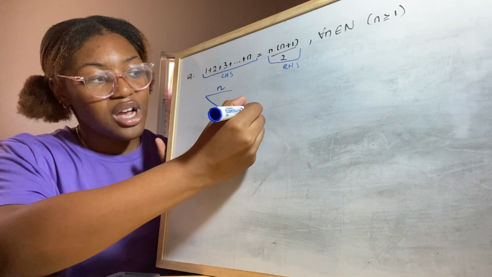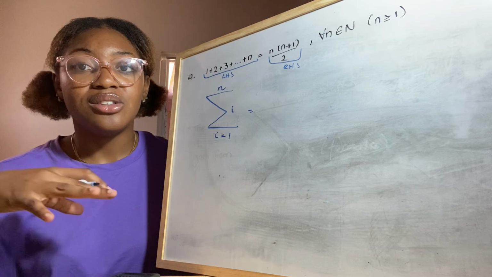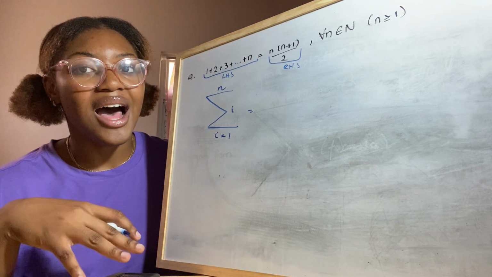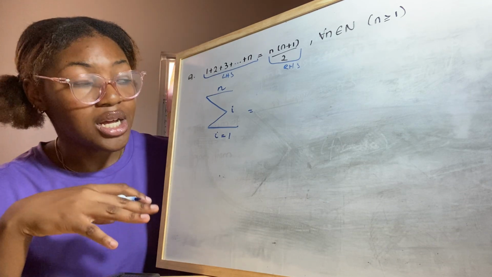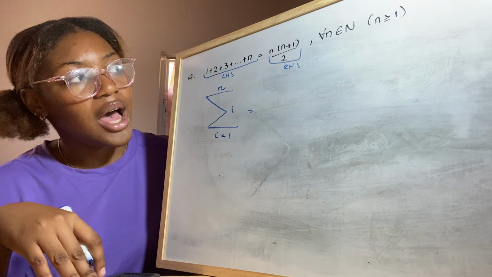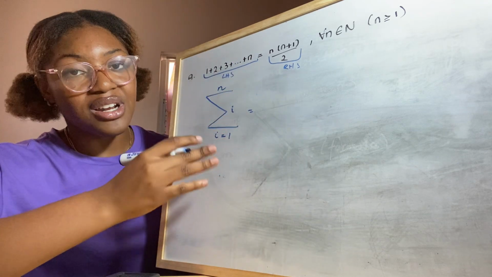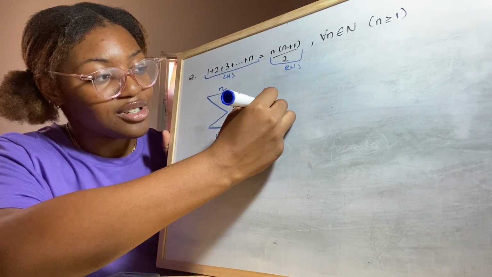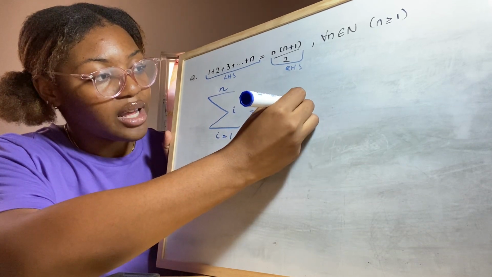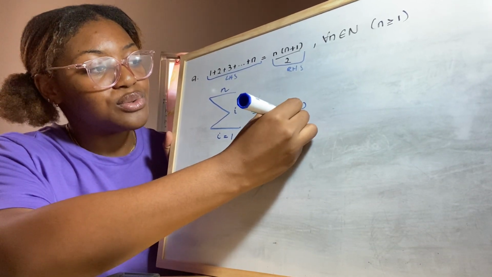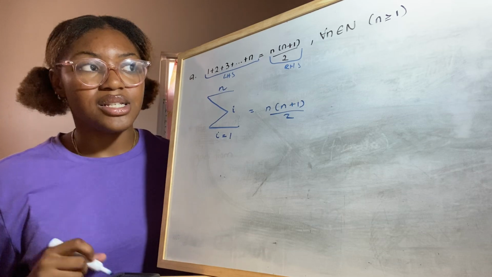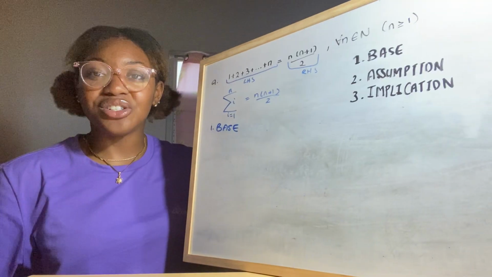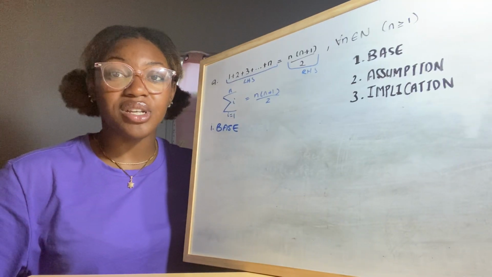So this expression would be the same thing as saying the sum of i as i goes from 1 to n. And we have our left-hand side, so let's just rewrite our right-hand side. We'll have n in brackets, n plus 1, over 2. And that's it in sigma notation. So now let's move on to proving that the statement is true.